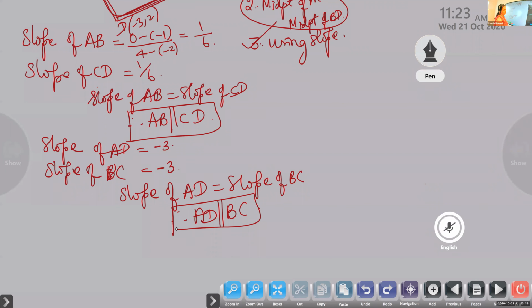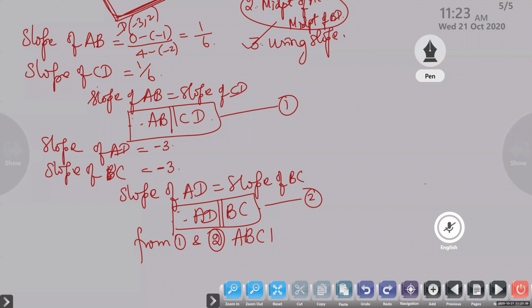Therefore, what is the result you will get? This is 1 and this is 2. So, from 1 and 2, what you can say? ABCD is a parallelogram. It's correct. So here we are using slopes formula and we are proving that it is a parallelogram. Opposite sides are parallel, therefore it is a parallelogram.